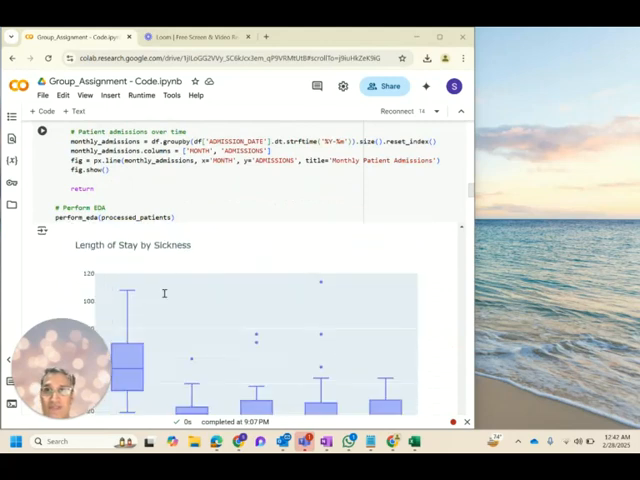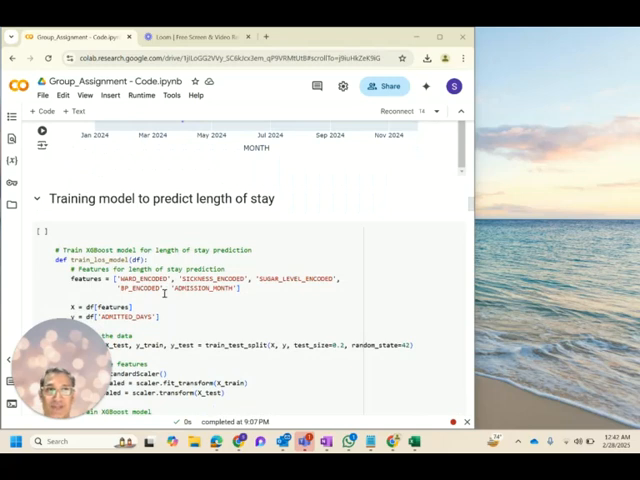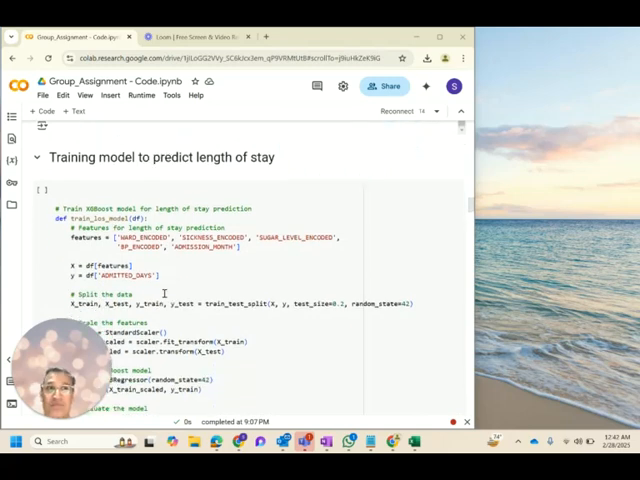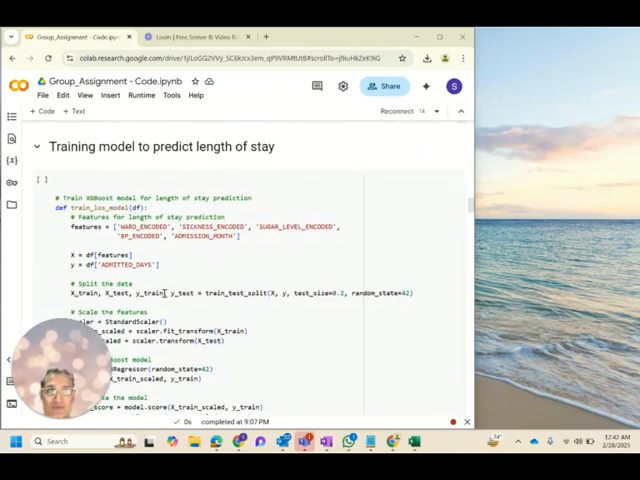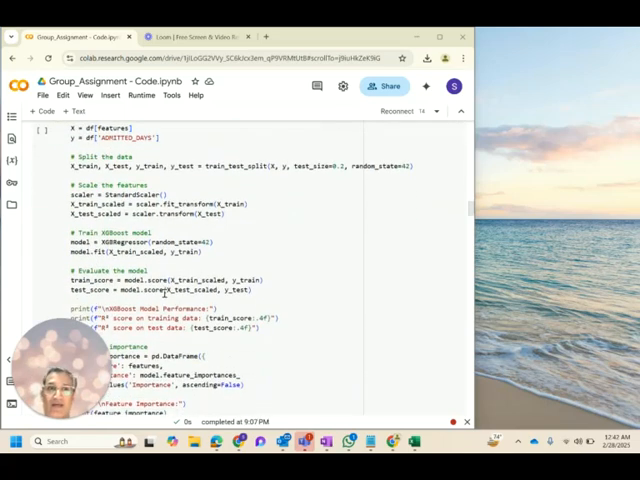Then we have the exciting beginning of the model where we are predicting. It predicts patients' length of stay. The model selects relevant information from the pre-processed data and splits it into training and testing sets using an 80-20 ratio.